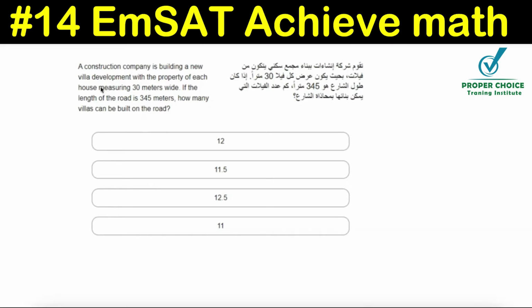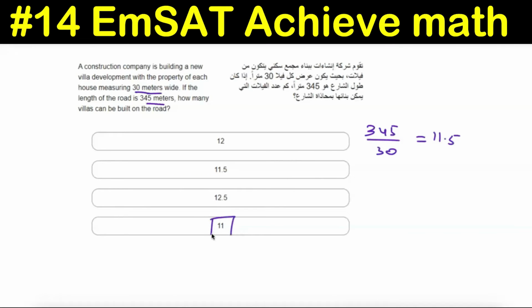A construction company is building a new villa development with the property of each house measuring 30 meters wide. If the length of the road is 345 meters, how many villas can be built on the road? So the total length of the road is 345 and the width of each villa is 30 meters. So how many villas can be built? Just divide 345 by 30, and you'll get 11.5. So the number of villas built will be 11, not 11.5. Villas are integer numbers. You can't build 11 and a half villas completely. So we have to go with option D.